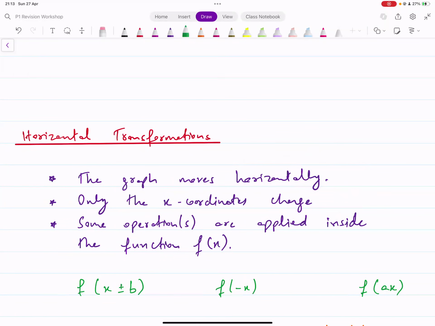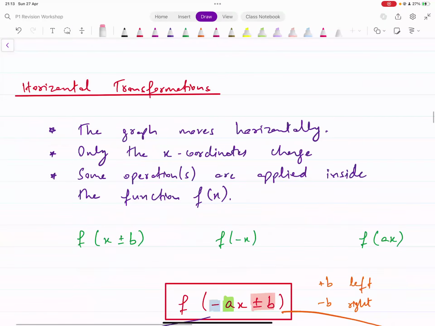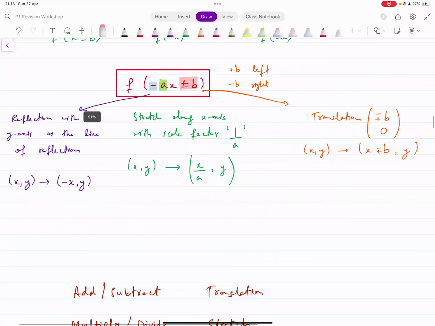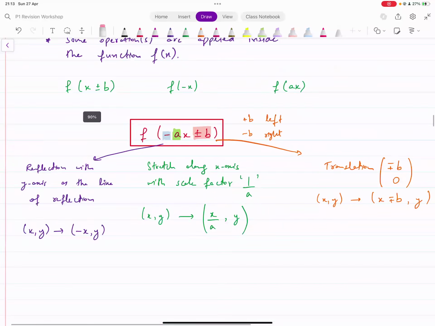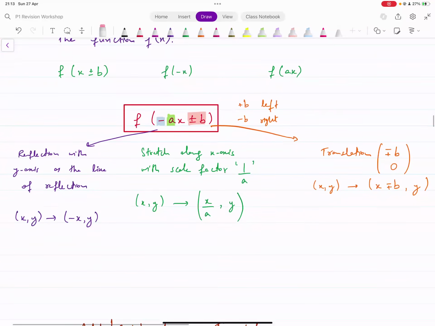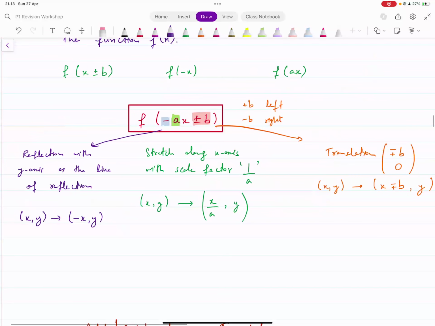Instead of outside the function, you've got something happening to x inside: x plus or minus something, or minus into x, or a into x. Now, these are the 3 transformations that you've got. You can have minus multiplied with x. What does that mean? It's a reflection with the y-axis as the line of reflection.